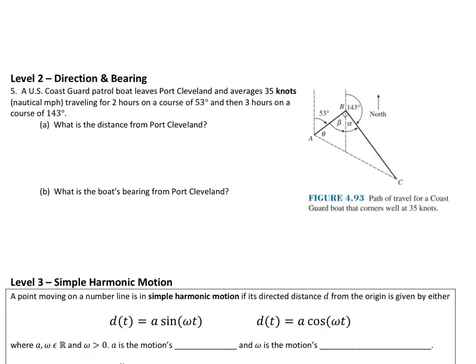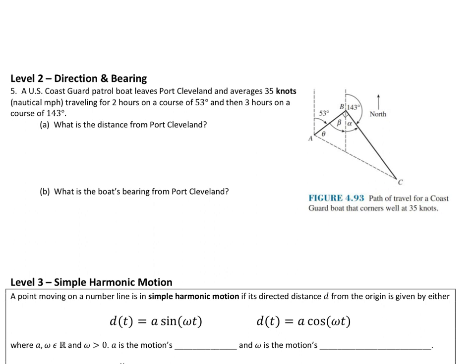A U.S. Coast Guard patrol boat leaves Port Cleveland and averages 35 knots, which is a nautical mile per hour, traveling for 2 hours on a course of 53 degrees, and then 3 hours on a course of 143 degrees. What is the boat's bearing and distance from Port Cleveland? We are not comfortable with boat terminology because we live in a landlocked city.